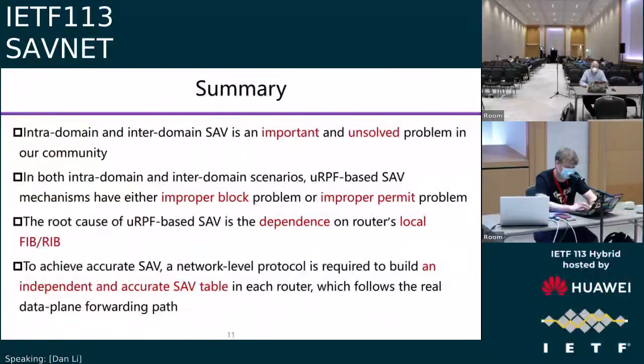Okay, then I will make a brief summary of this talk. Intradomain and interdomain sieve is an important and unresolved problem in our community, although it is an old problem. And in both intradomain and interdomain scenarios, URPF-based safe mechanisms have either improper block problem or improper permit problem. And we argue that the root cause of URPF-based safe mechanism is that it's a node-level technology, and it depends on routers' local FIB or RIB for checking the source address. And to achieve accurate sieve, we hope that a network-level protocol can build an independent and accurate safe table in each router, which follows the real data plane forwarding path.